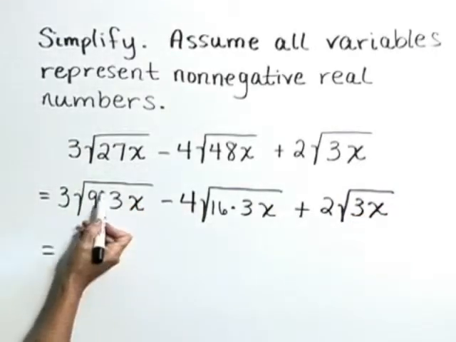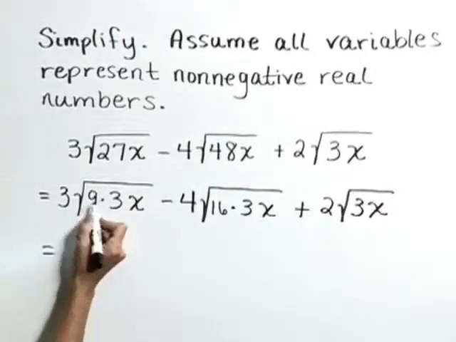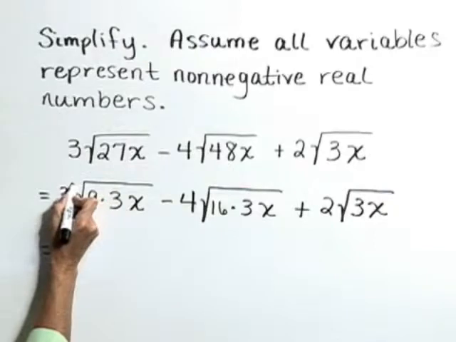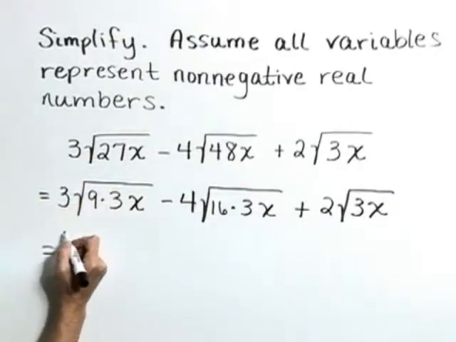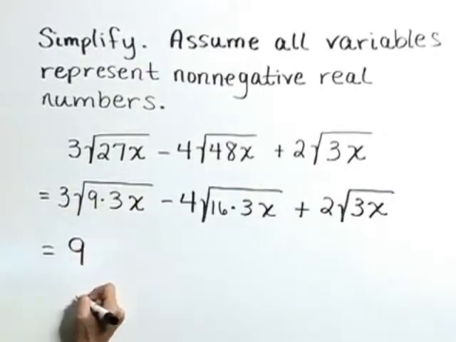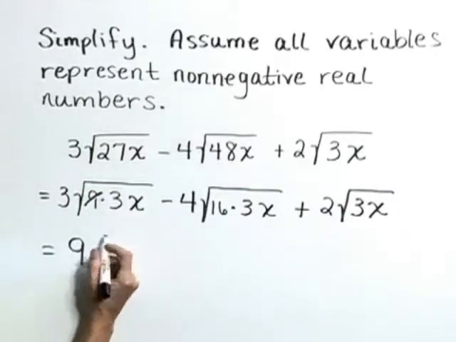Now, as our next step, let's pull those perfect square values out of the radicals. The square root of 9 is 3, and 3 times the 3 that is already in front gives a product of 9. So that 9 came out, but the 3x stays underneath.